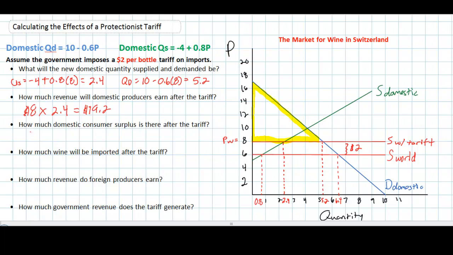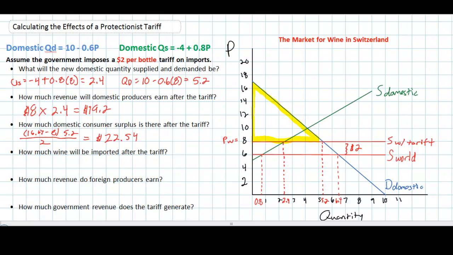The height of the triangle will be the price intercept of 16.67 minus the price of $8. The base of the triangle is 5.2, which is the quantity of wine demanded after the tariff, and since it's a triangle, we must divide this by 2. The new area of consumer surplus in the market for wine in Switzerland is $22.54. We'll compare that to the old amount of consumer surplus in just a moment, but we can see graphically at least that the consumers of wine in Switzerland are definitely going to be worse off since they're paying a higher price and they're consuming a smaller quantity of wine.